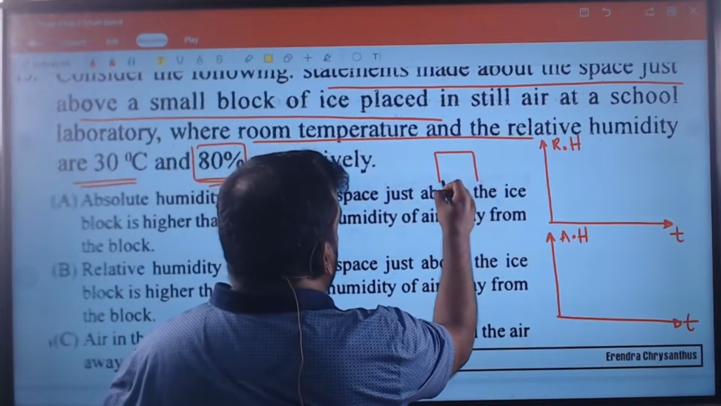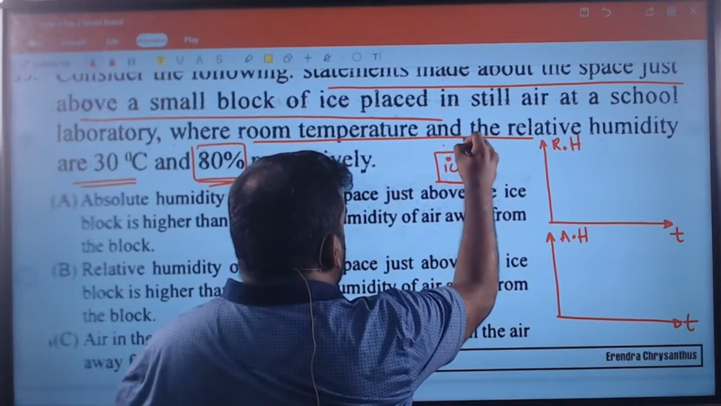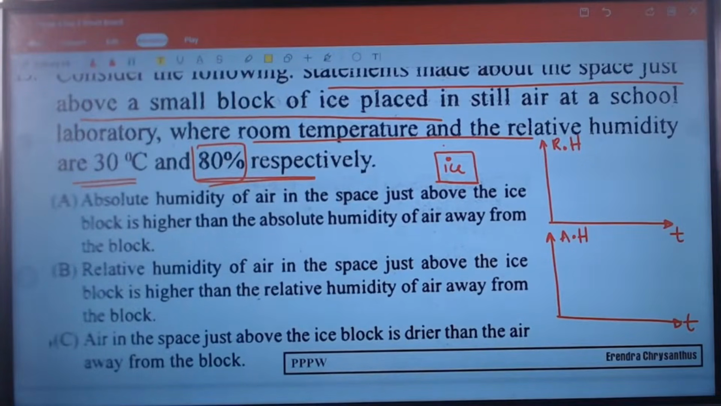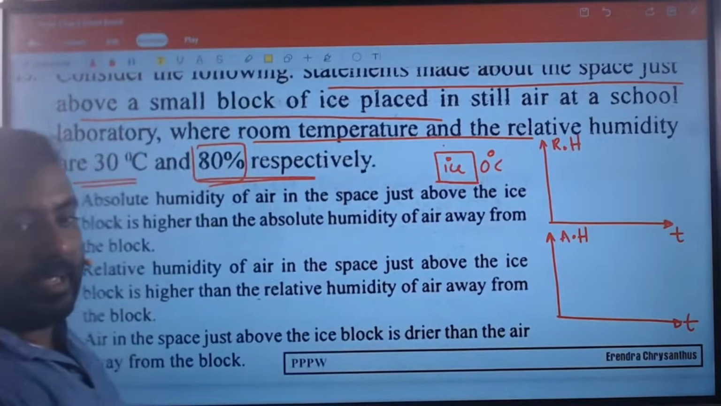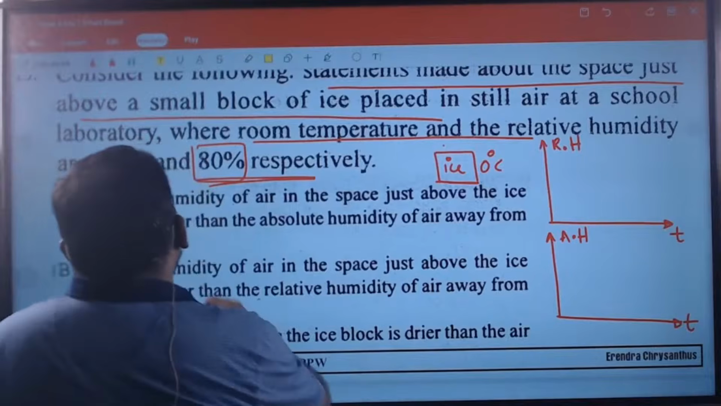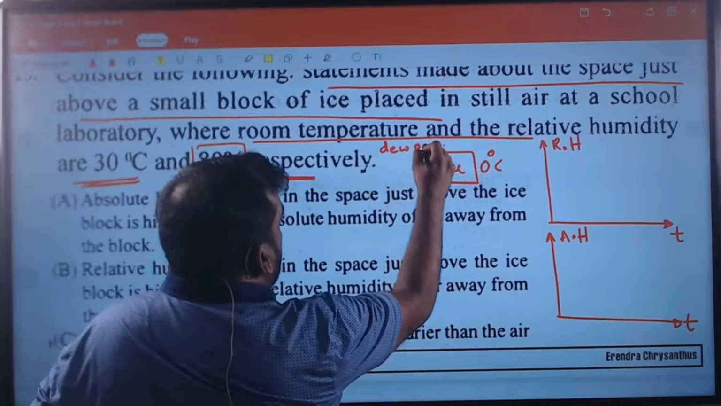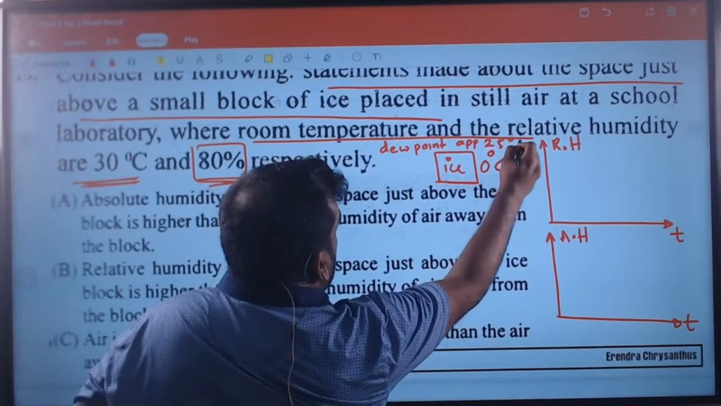the ice block. So the ice block is kept in a room. It is telling that water vapor here is very large compared to water vapor away. What do you think? If you take ice, the temperature of ice is actually what? 0 degrees Celsius. If the temperature of ice is 0 degrees Celsius and room temperature is 30, dew point is going to be approximately around 25, let's say.